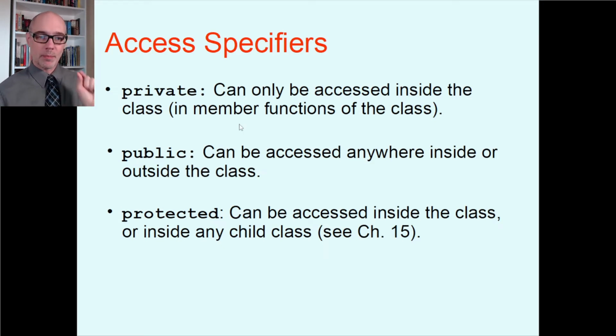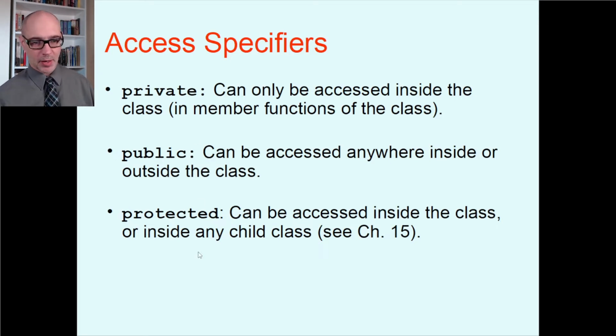Now remember, we make all of our data, all of our variables private usually. The public label, that marks the part of the class that can be accessed anywhere in any code base. You can access that stuff from within the object, you can access it from outside the object, like in the main function, or like from another class. You can access the public stuff anywhere. It's all in scope anywhere that you've included the class definition. And that's exactly what we saw last time.